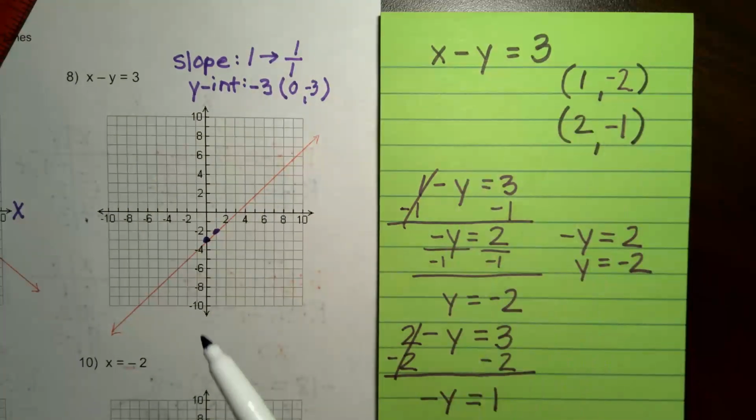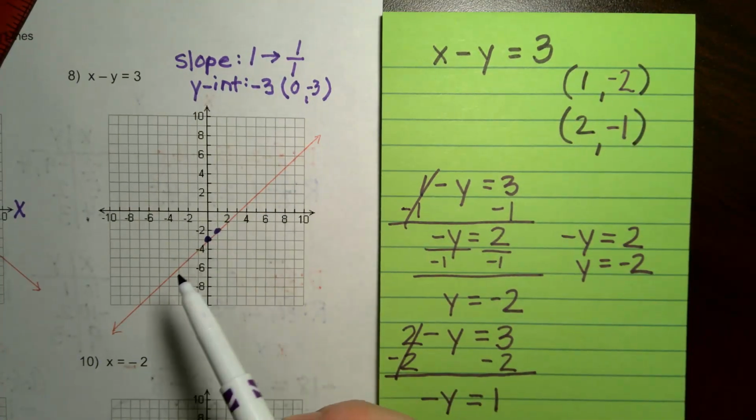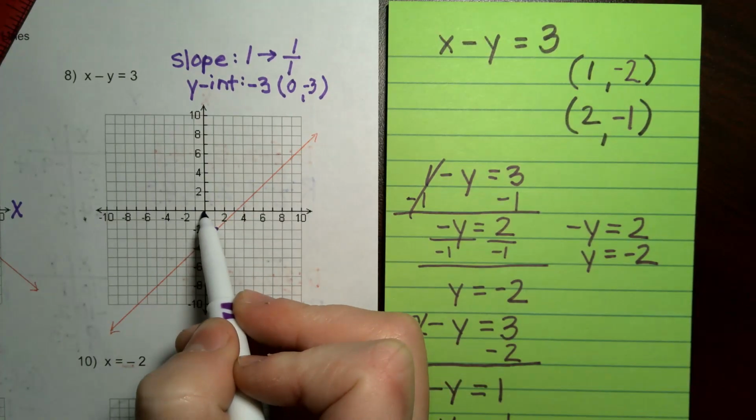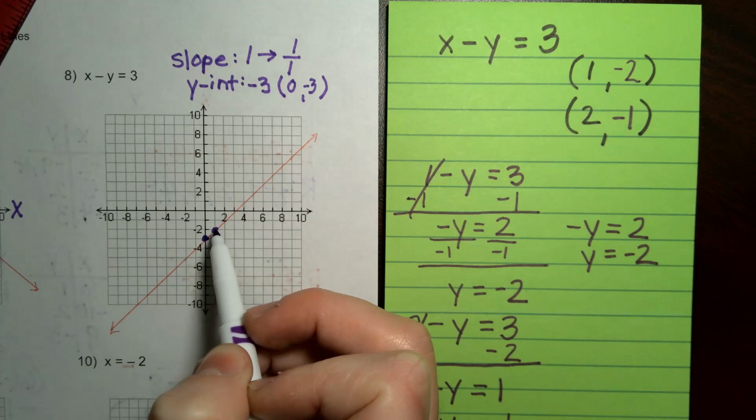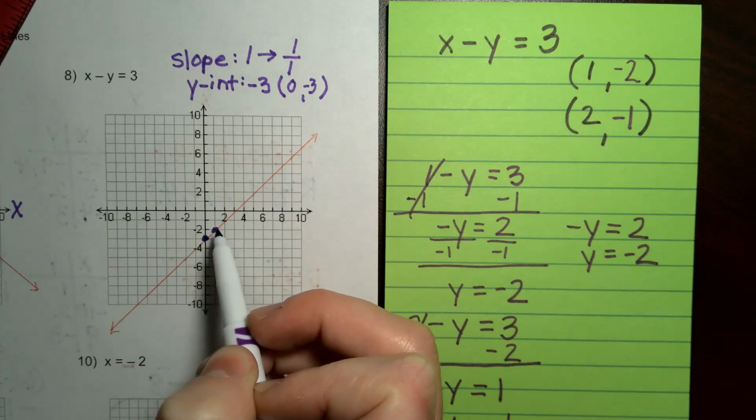So let's look at our graph and make sure that it lines up with what we did earlier. We're going to go over 1, down 1, 2. Ah, look at that. That's already a point we found. 1, negative 2. So we're there.